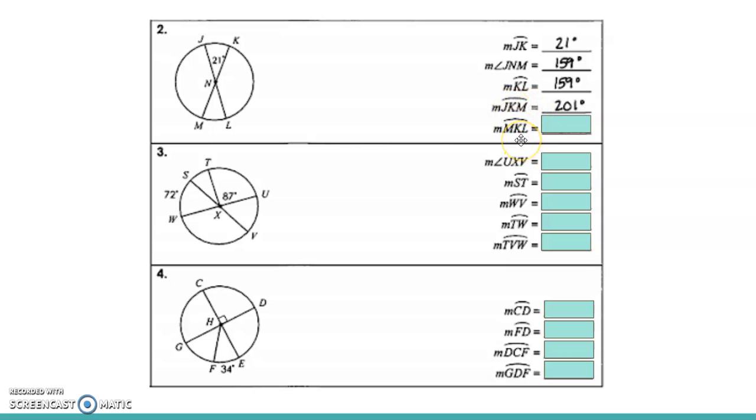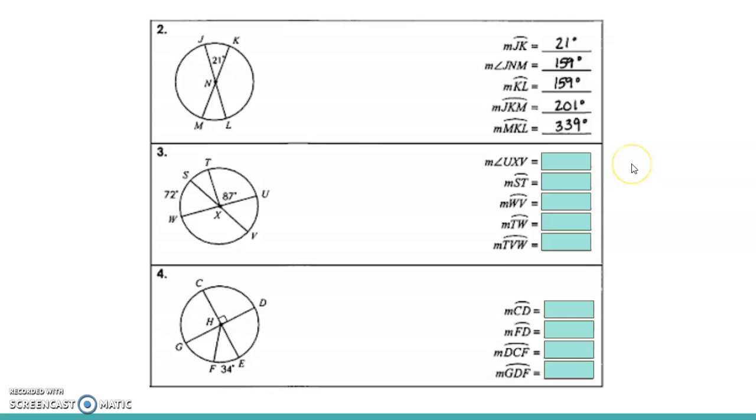And then the last arc measure for this problem is MKL. So we're going all the way around. The only part that's not included is ML, that little arc there. So I can take 360 and subtract 21 from it to get that the measure of the arc is 339 degrees.